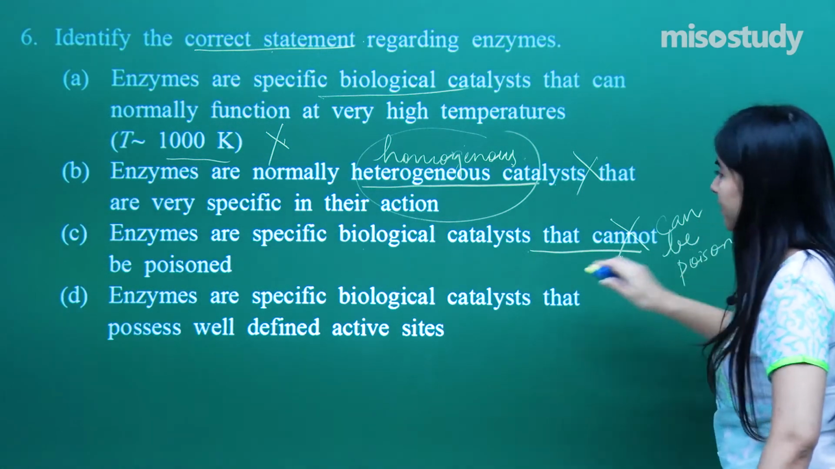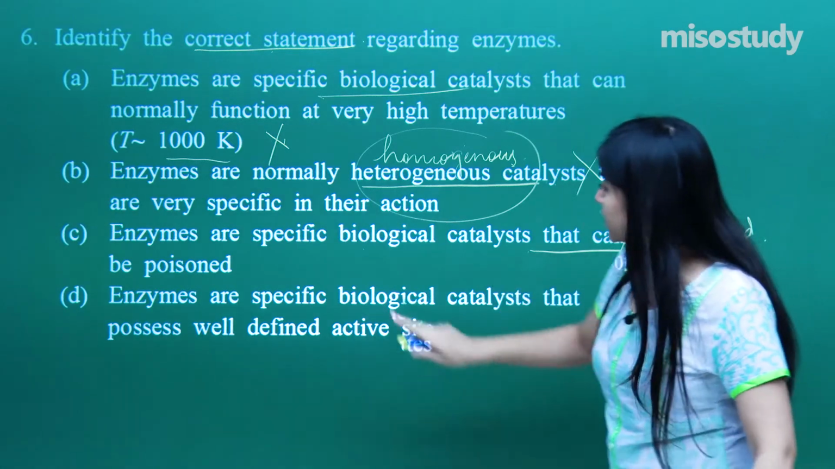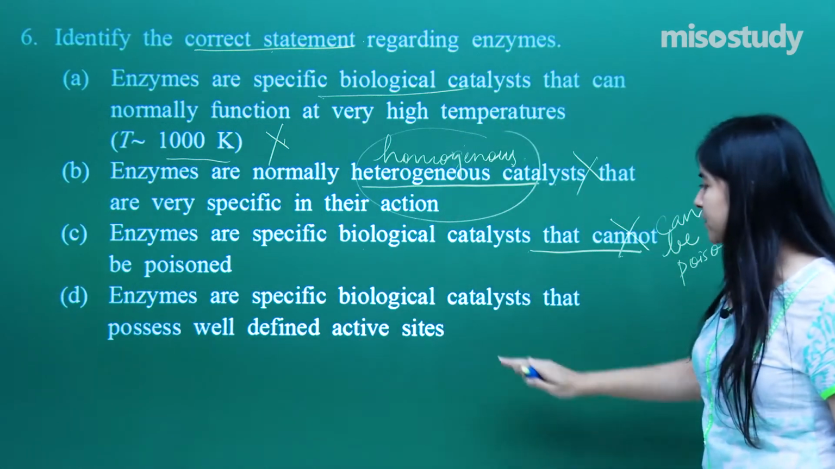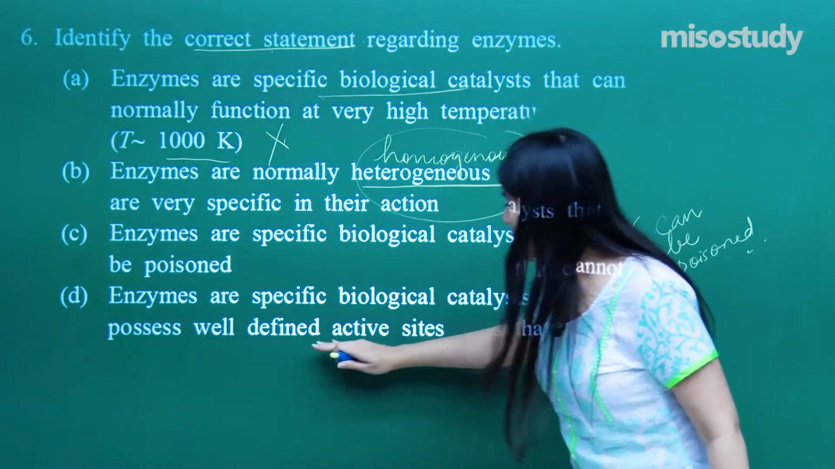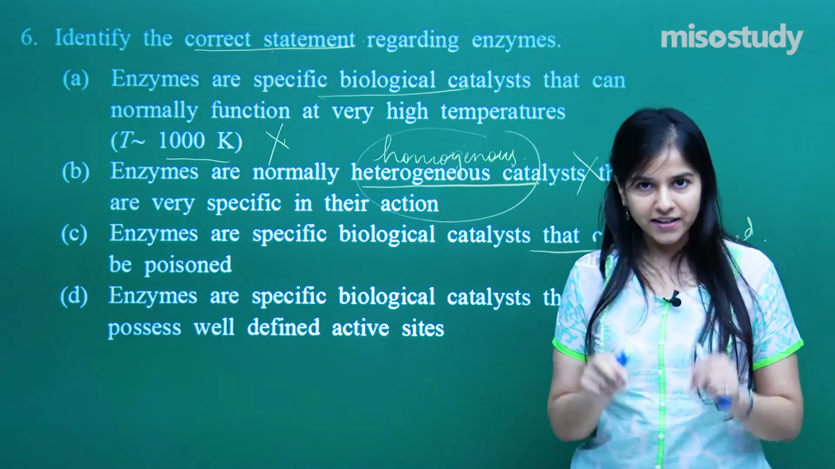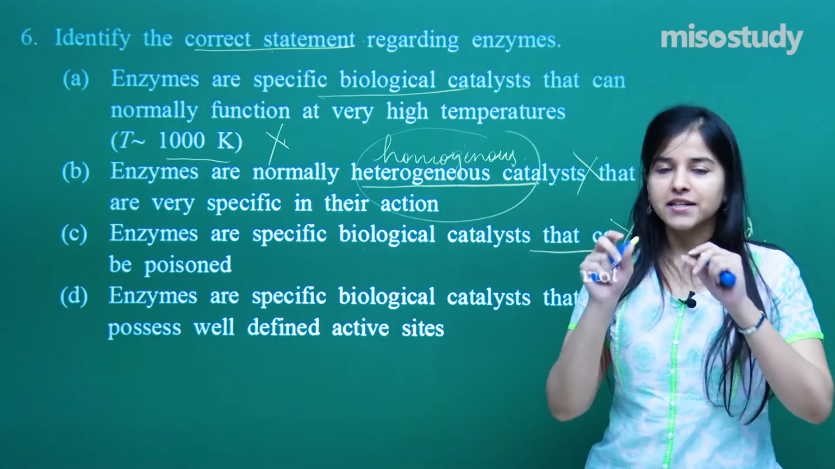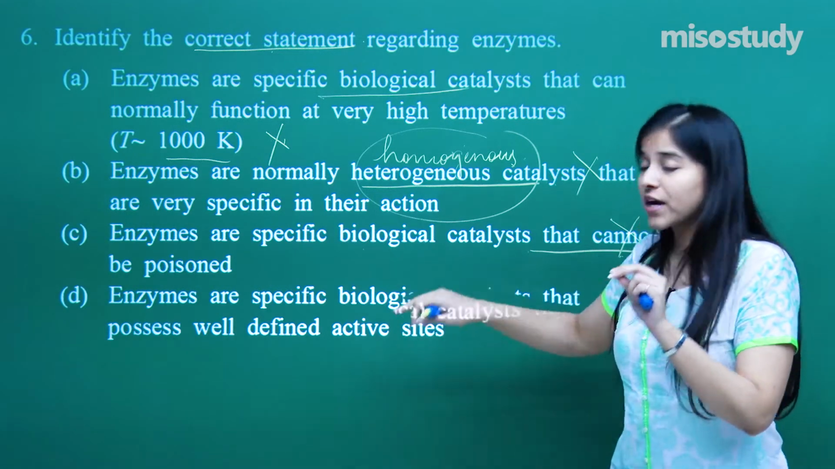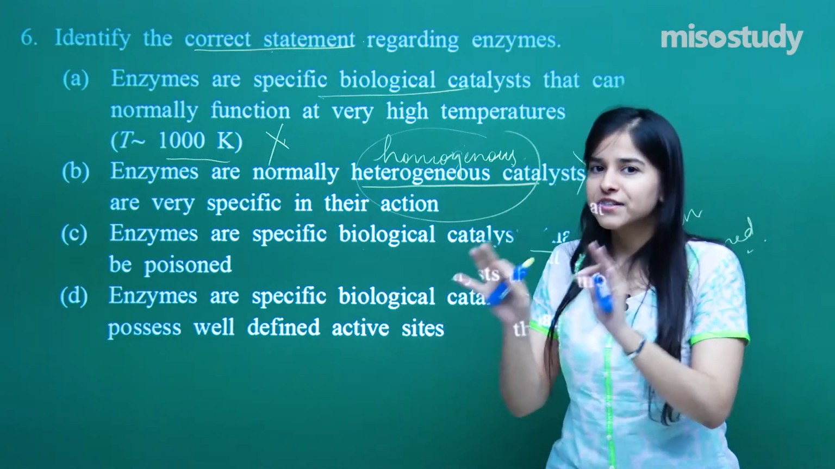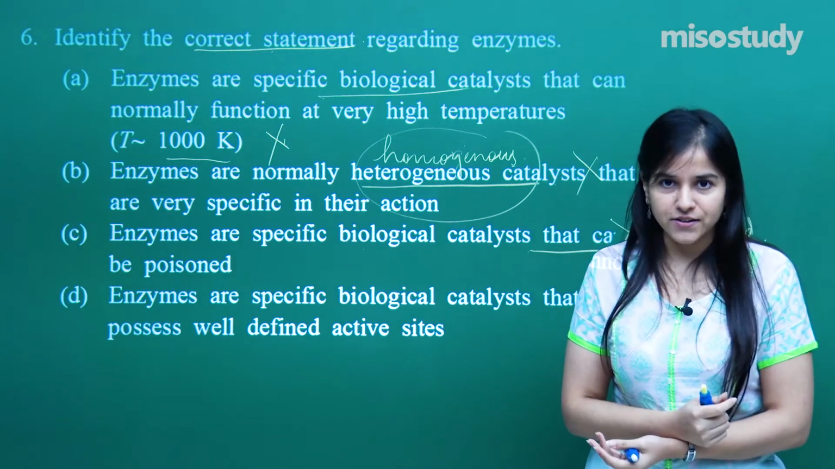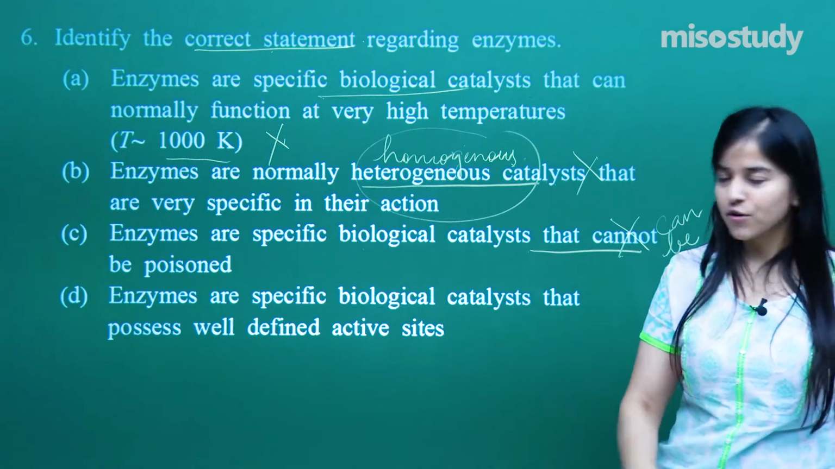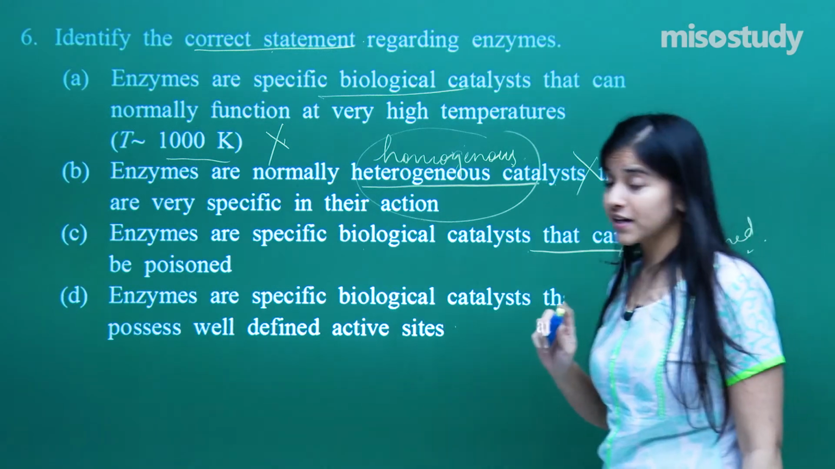So, I hope everybody has got this point. Now, let us move on to the last. Enzymes are specific biological catalysts, indeed they are, that possess well defined active sites. Yes, a specific enzyme has a specific active site for a specific substrate, that is what the Lock and Key model says. So, I hope everybody has recalled the concept, and this is the correct answer over here.